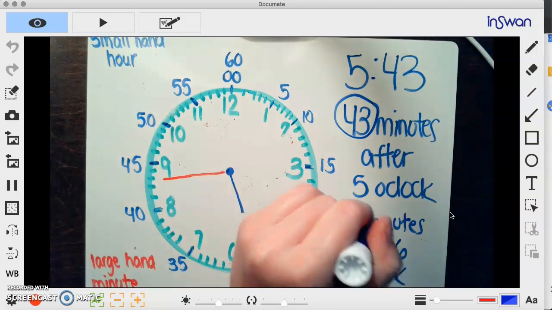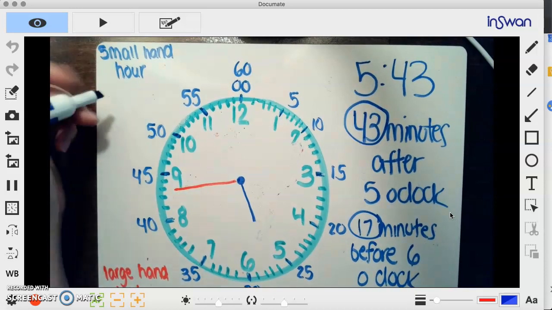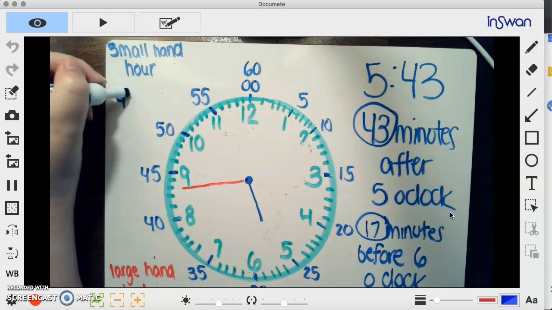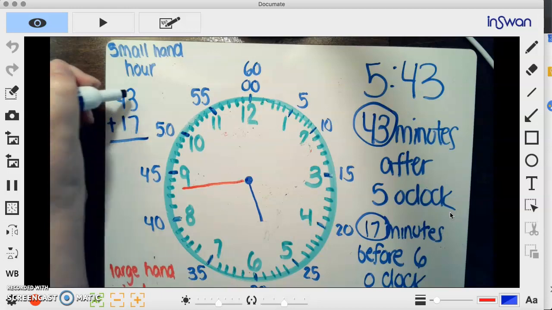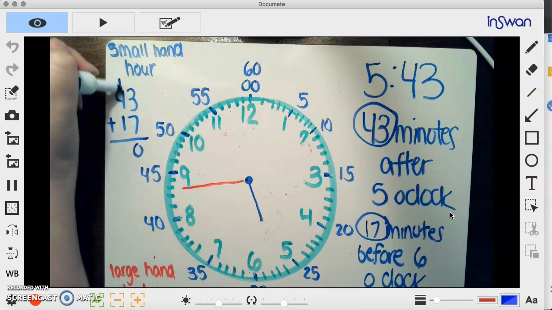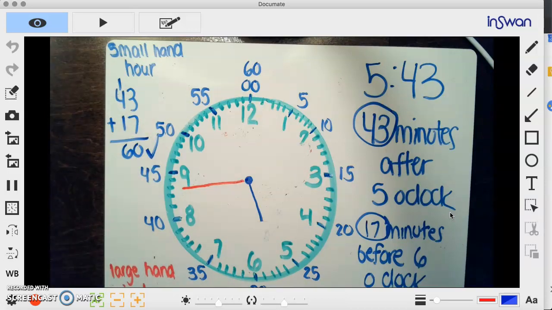Now, if I want to check this and make sure it's correct, I want to make sure that these two numbers add up to give me 60, because that will tell me that I've done my correct math. So I can go off to the side here and say 43 plus 17. I have 7, 8, 9, 10, 4, 5, 6, and it gives me 60, so my math has checked out.